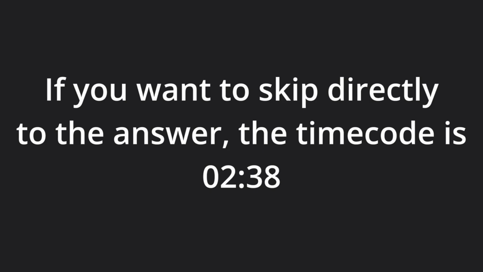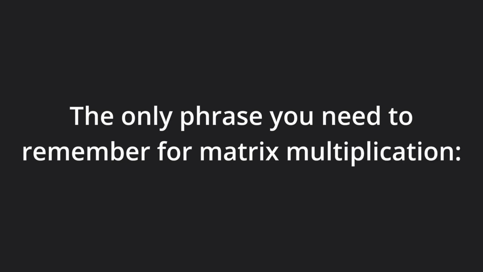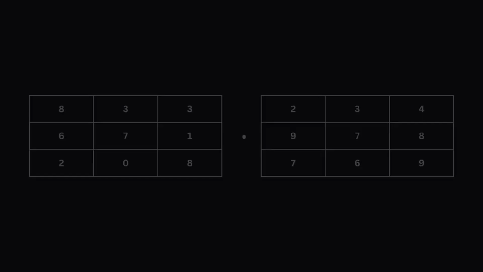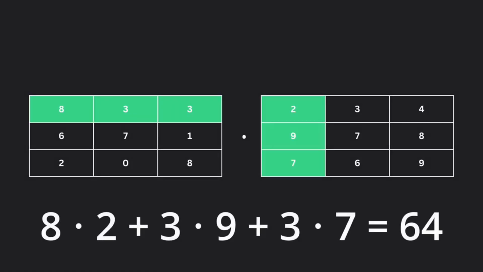If you want to skip directly to the answer, the timecode will pop up now. We have 3 columns in the first matrix and 3 rows in the second matrix, so the output is defined and will also be a 3x3 matrix. The only phrase you need to remember for matrix multiplication is row column. To get the top left entry, we multiply the first row with the first column. This means multiplying the corresponding numbers and adding them up.